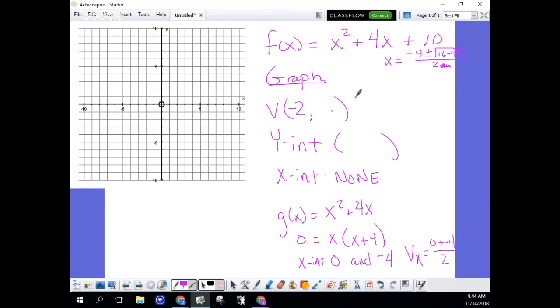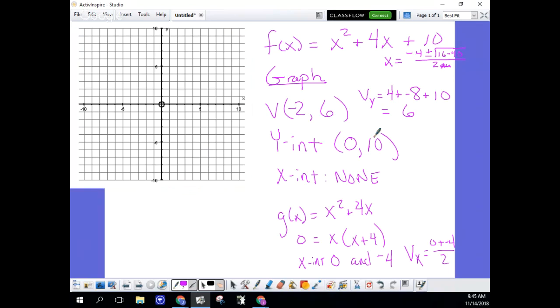So then I go over here and ask, what happens if I plug -2 into the equation? Vy is going to come from -2 squared, which is 4, plus -2 times 4, which is -8, plus 10. And -4 plus 10 is 6. So Vy is 6. For the y-intercept, the x-coordinate is 0, and if I plug 0 into this equation, I get 0 squared plus 0 plus 10. So I know that's 10.